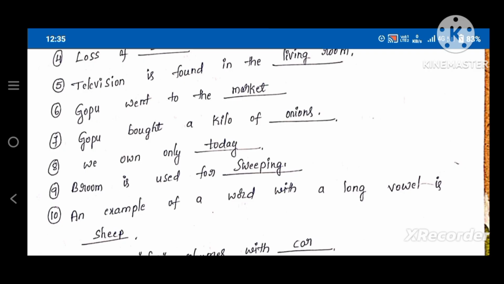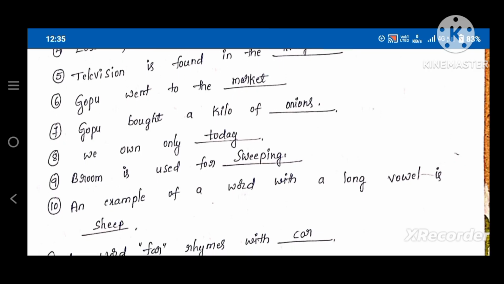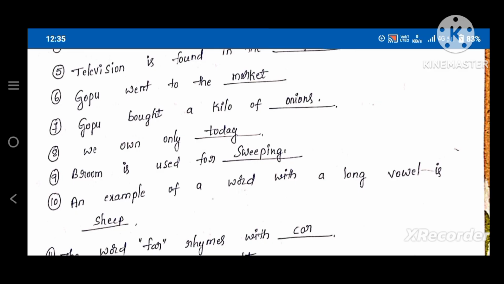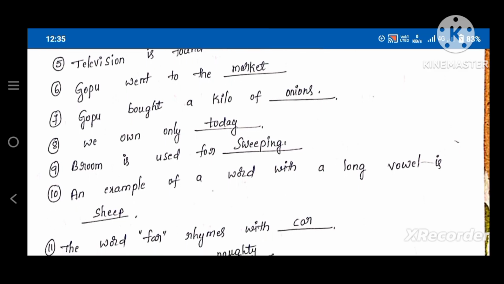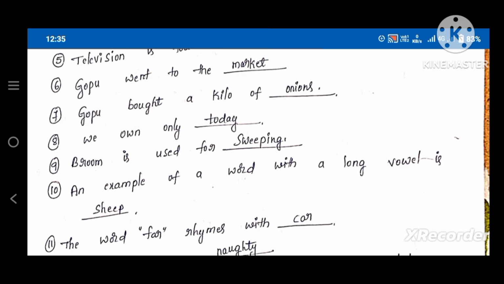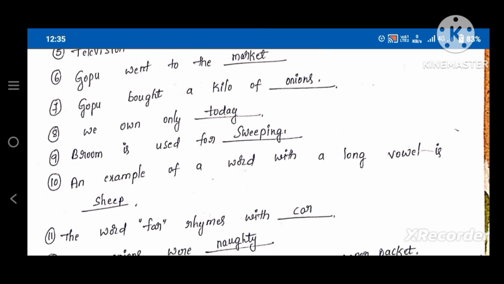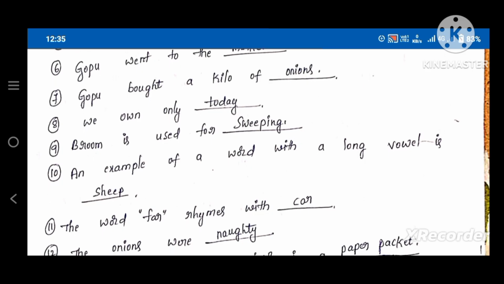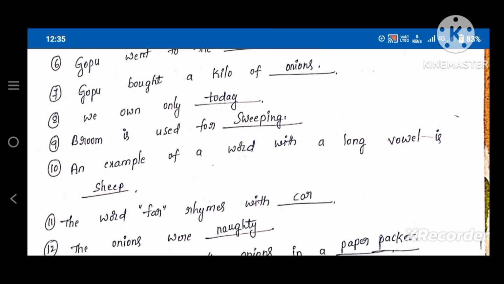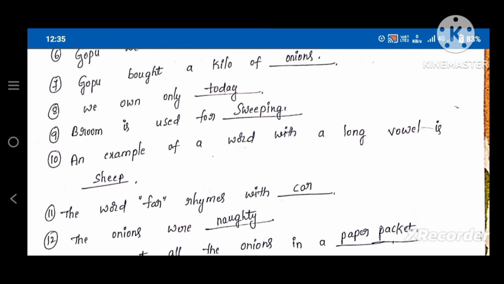Sixth one, Gopu went to the market. Seventh one, Gopu bought a kilo of onions. Eighth one, we own only today. Ninth one, broom is used for sweeping. Tenth one, an example of a word with a long vowel is sheep. 11th one, the word that rhymes with car. 12th one, the onions were naughty.